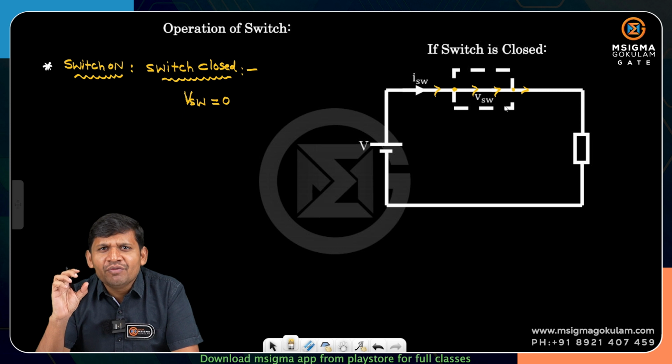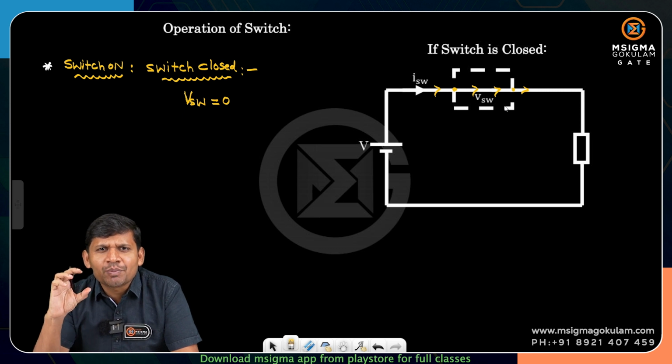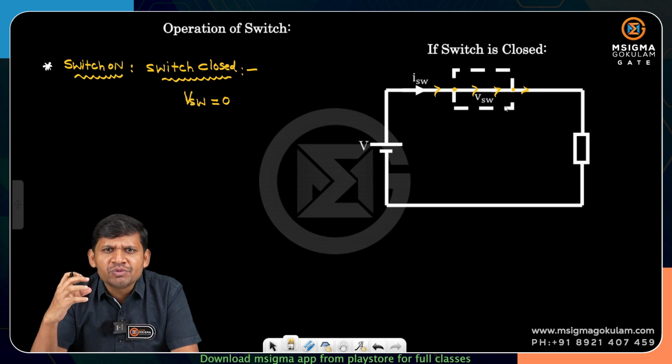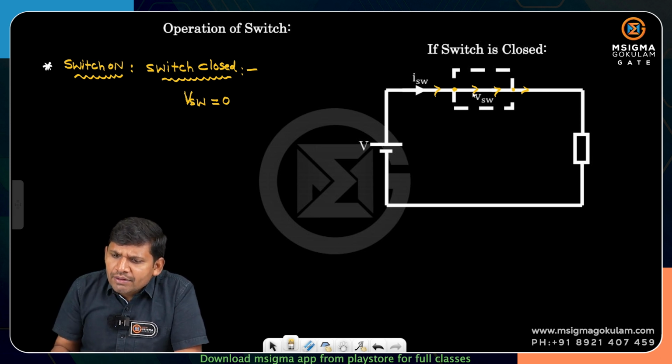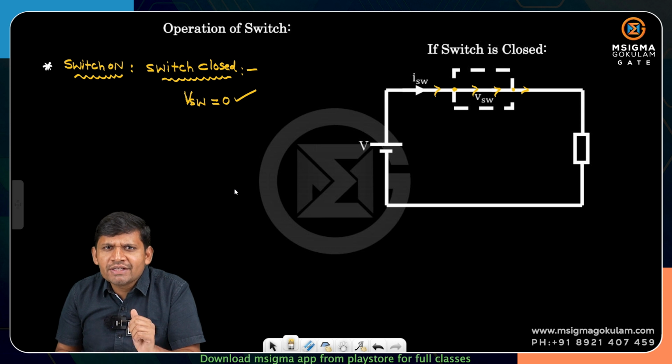Point to remember here: I am explaining with respect to the switch or device. Explaining the switch means indirectly I am explaining the devices. Here, explaining the ideal switch means indirectly I am explaining ideal devices. Okay. Then the voltage across the switch is 0. If the switch is closed, the voltage across the switch is 0.